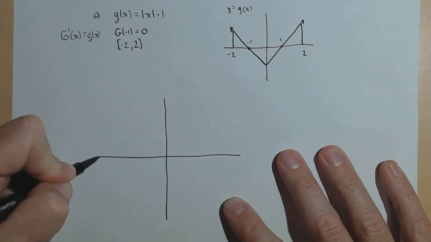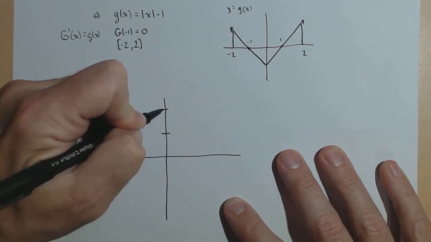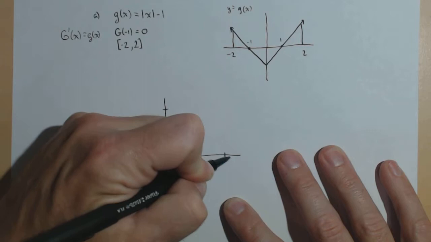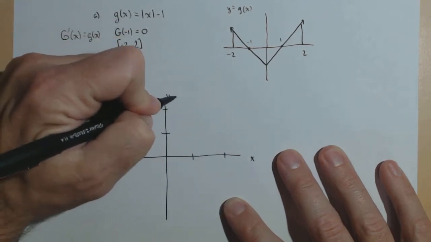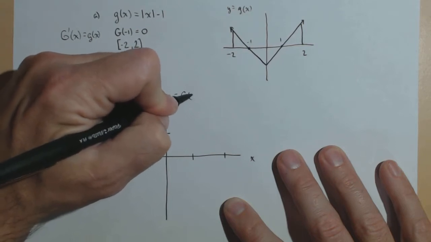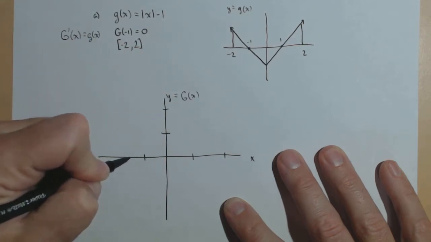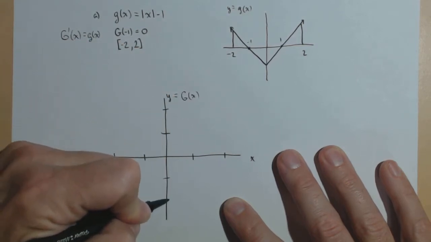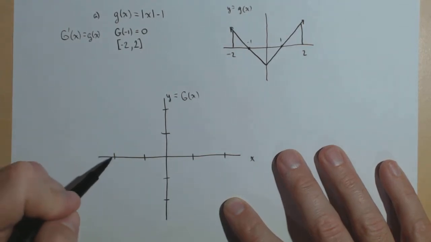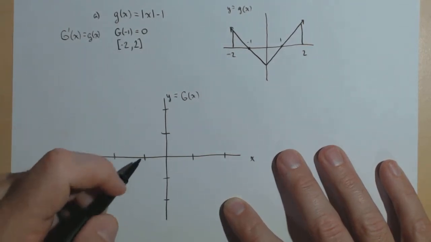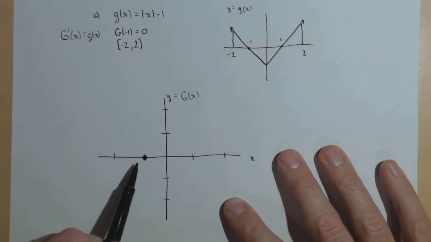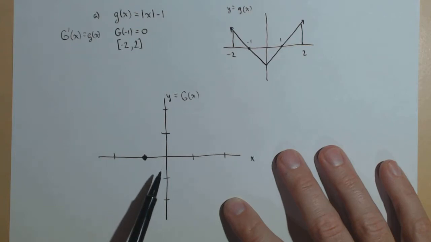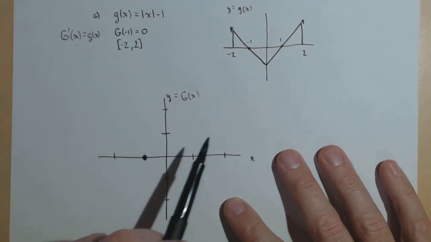So we'll draw some axes, and this will be our x. This will be our y for our function G of x. And we'll do this via accumulation. Now we know G of negative 1 equals 0, so we'll just let each of these be 1 unit. So there's our initial condition marked. Now we can do it as far as accumulation.